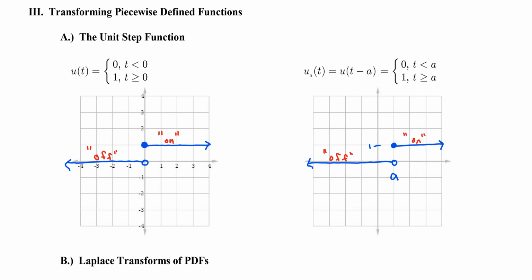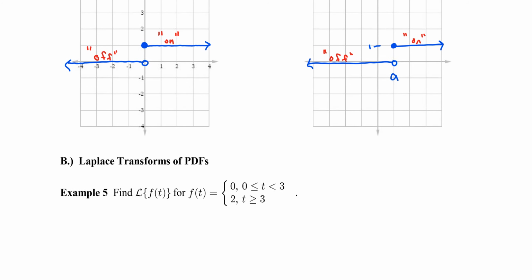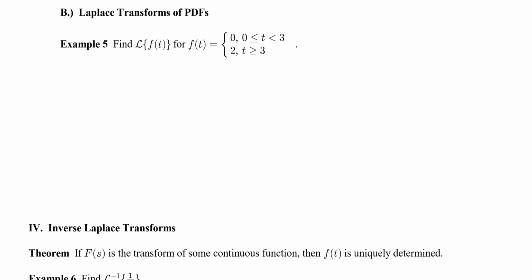Okay? Now, the interesting thing is both of those unit step functions are piecewise continuous. And of course, they're of exponential order. That means their Laplace transform exists. So let's talk about how do we find the Laplace transform of a piecewise defined function. Example 5. Find the Laplace transform of f of t for f of t equal to 0 from 0 to 3 and 2 for t greater than or equal to 3.